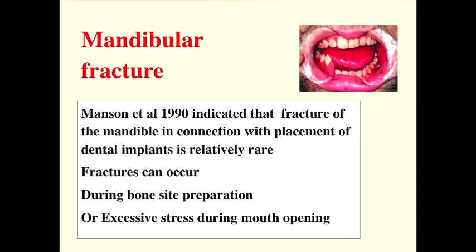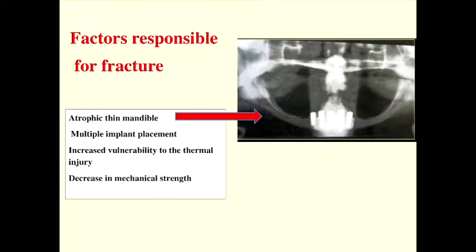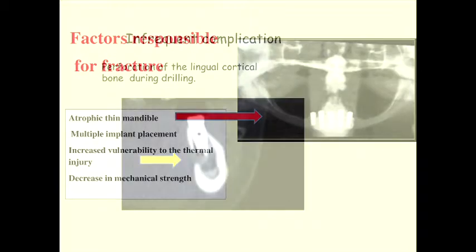Finally, mandibular fracture. Fractures do happen with implants, definitely. Fracture of the mandible in connection with placement of the implant is relatively rare. That's the good news. But if you have a case like this, a very atrophic thin mandible, and you're going to put an implant, you might have a fracture, or there's vulnerability to thermal injury, a tremendous amount of heat. It's not going to fracture immediately. But when the necrosis happens, it will fracture. And because the strength of the mandible is very thin, it will fall down.